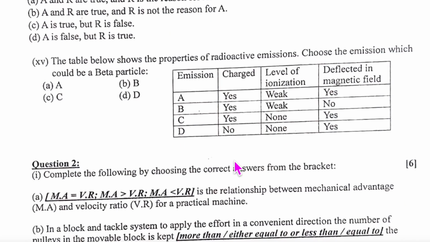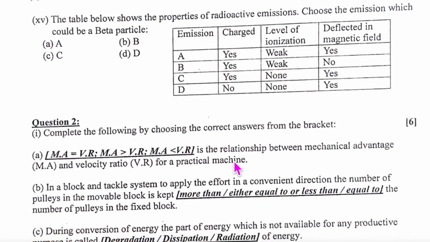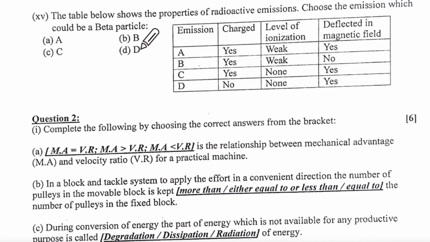Let us come to the table which shows the properties. Choose the emission which could be beta particle. Beta particle is charged, so any one of these I can take. Level of ionization is weak. I can't take none. And deflected in the field, yes. So which is giving you all 3 tick marks? A. B.